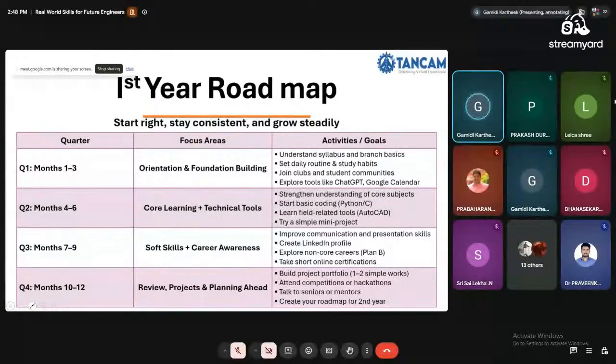Like you should have a daily routine of learning what the advancements in your branch of engineering are, what new things are coming into your branch of engineering. And at the same time, you should know what different clubs you have in your college. For example, in SA engineering college, many clubs are there.